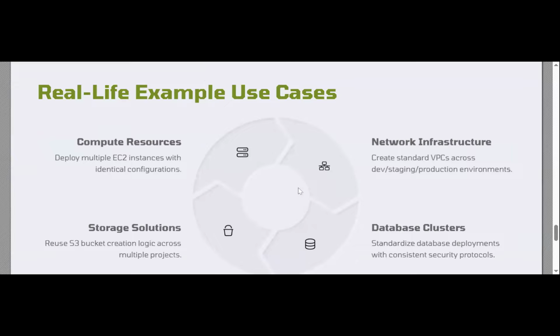We'll use a real life example use case. What is a real life use example? First one, compute resource. What is a compute resource? EC2 is the compute resource. So we deploy multiple EC2 instances with identical configuration. Identical configuration means the same configuration, like the AMI we took, the same AMI. I want to launch in T2 micro or T3 micro, that we can mention. Next, network interface.